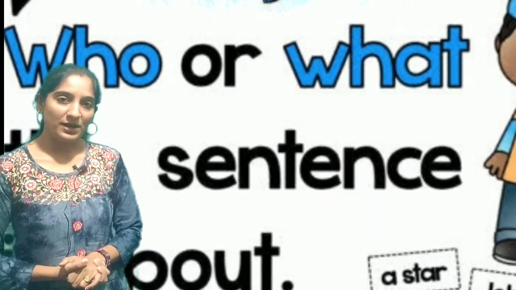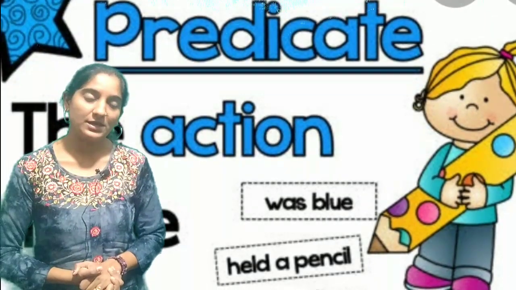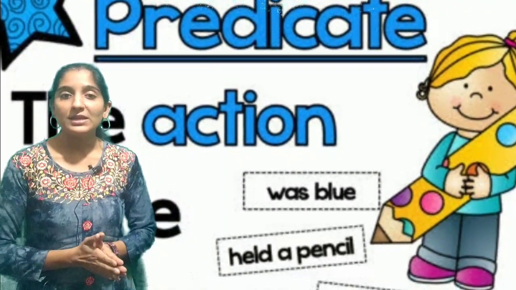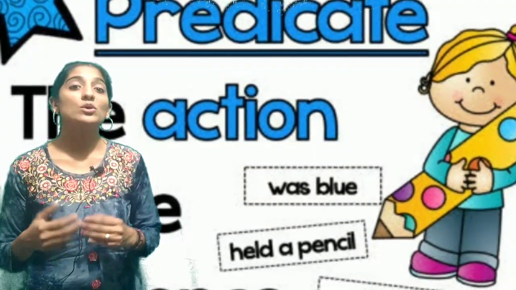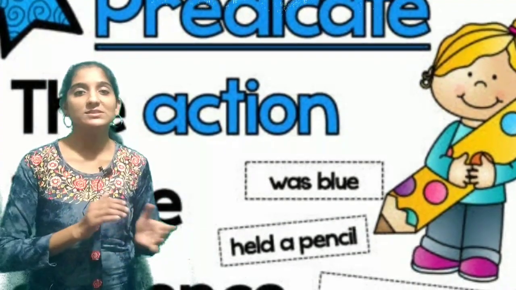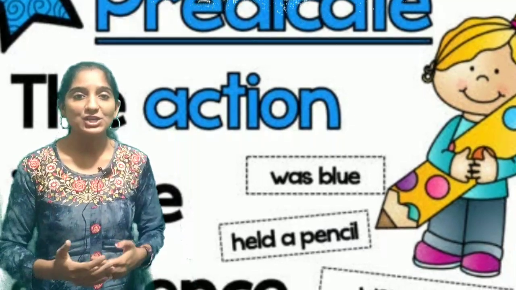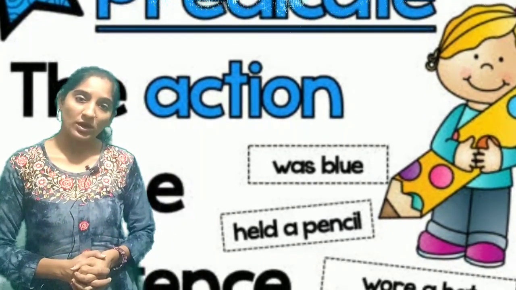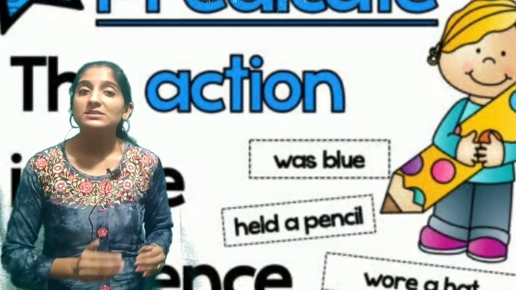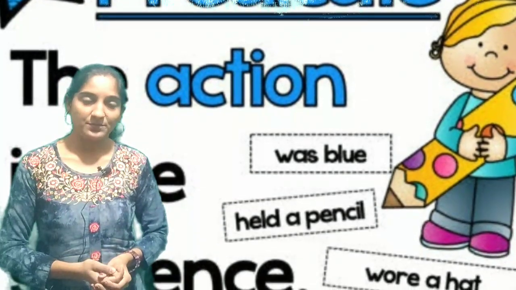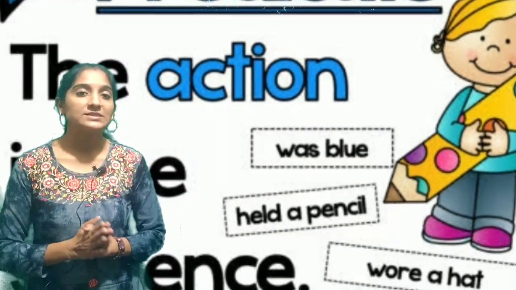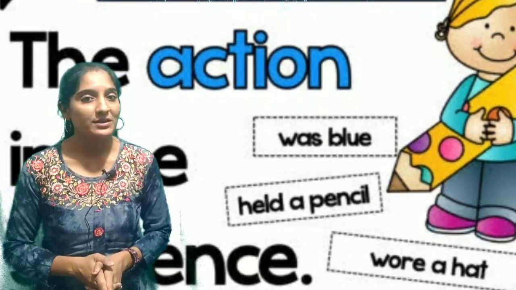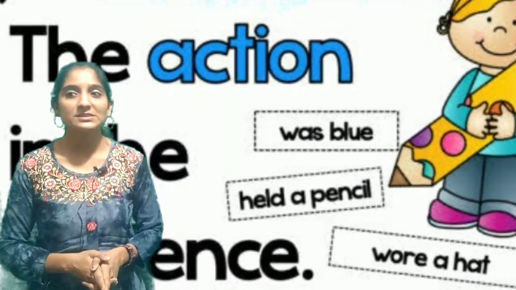Let us see the other part. The second part is predicate. So what is predicate? Predicate is a part of a sentence which tells us something about the subject or the action that is being done in the sentence. Each sentence has two parts, subject and predicate. Let us see some examples.